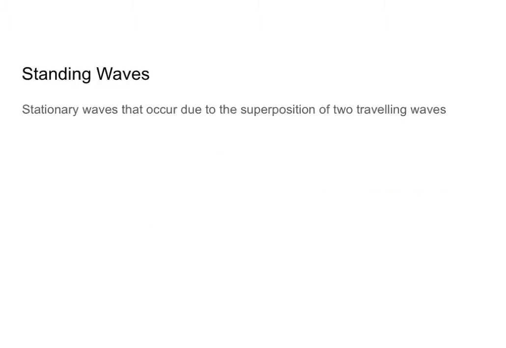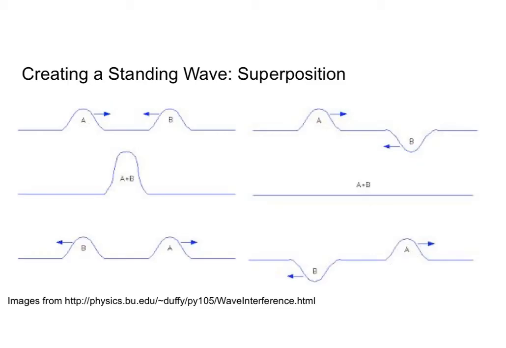A standing wave is a stationary wave that occurs due to the superposition of two traveling waves. The most important thing for you to pull from here is that we are going to talk about what superposition means and how exactly two traveling waves make a standing wave, but the key point is that two traveling waves combine together to make a standing wave. So we can never get a standing wave with only one waveform going on.